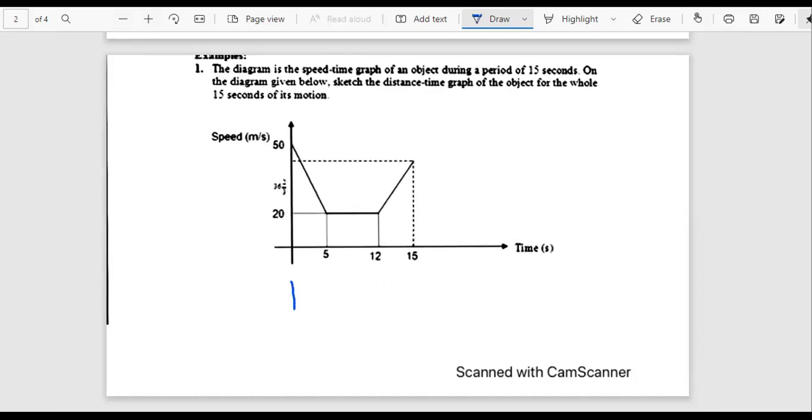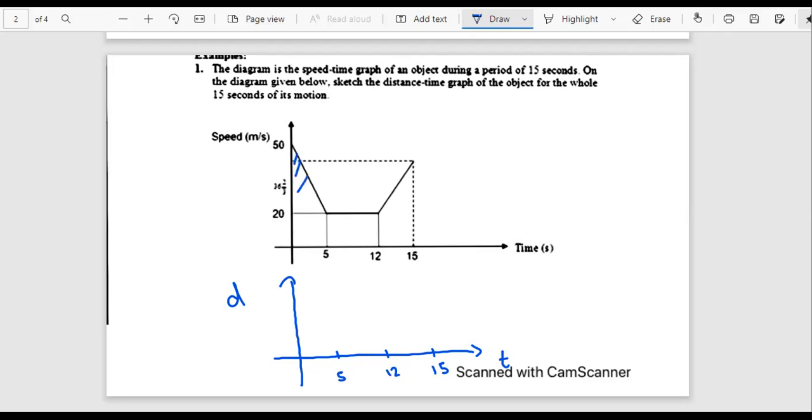So I am gonna make it here. Okay. Distance and time. So we have 5, we have 12, and we have 15, right? These are the 3 time intervals that we have. Okay. So how much distance is traveled in the first 5 seconds?